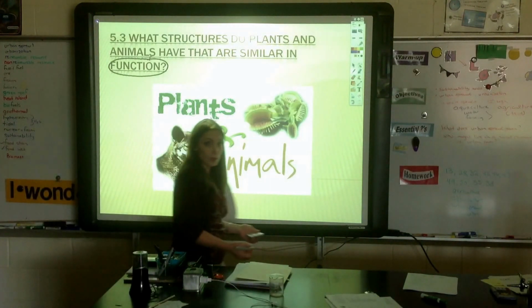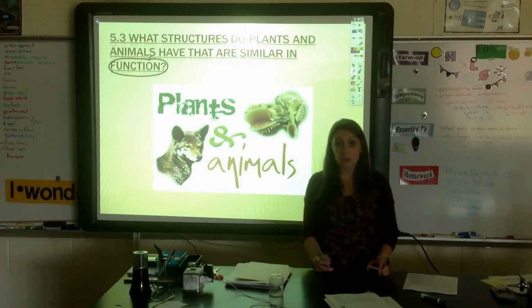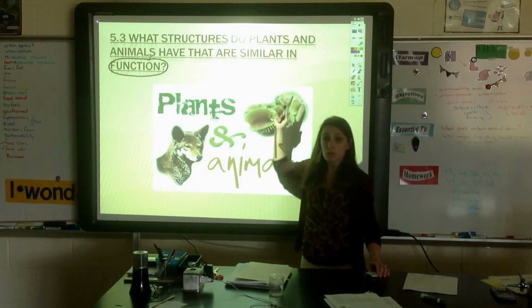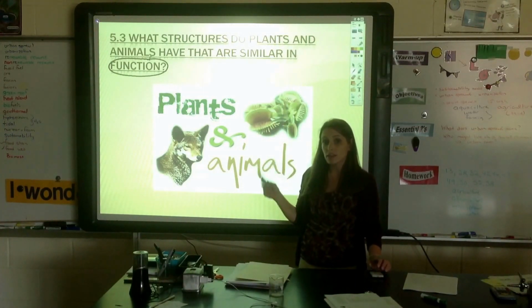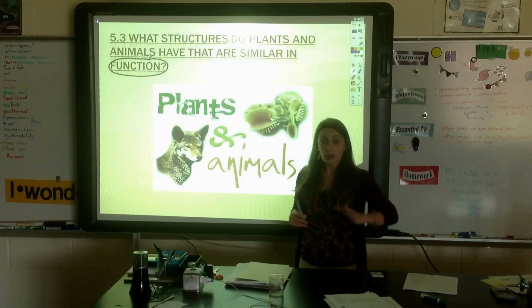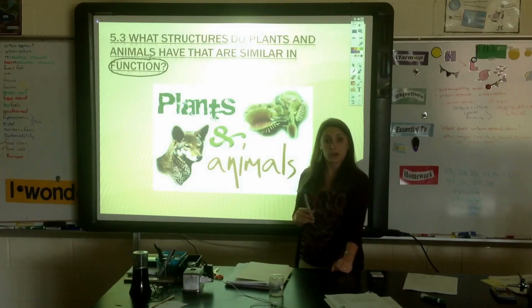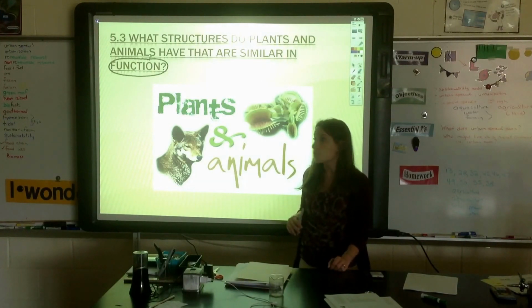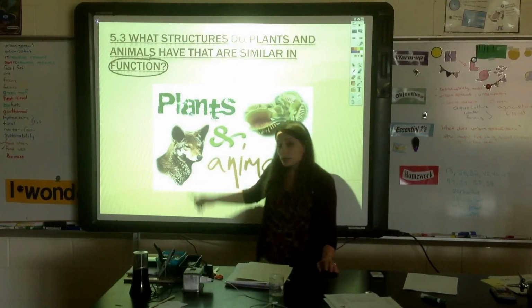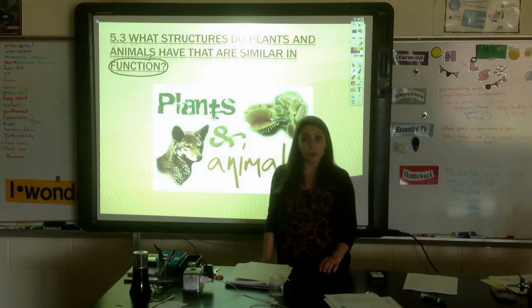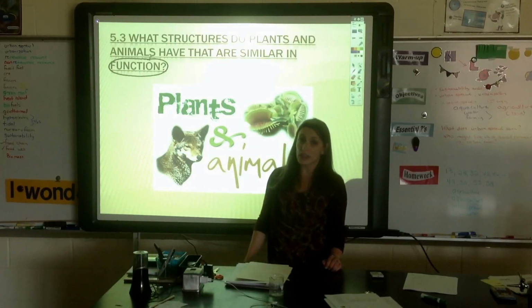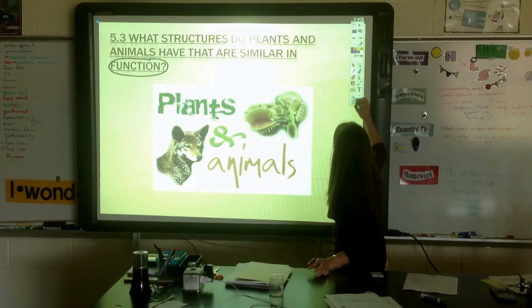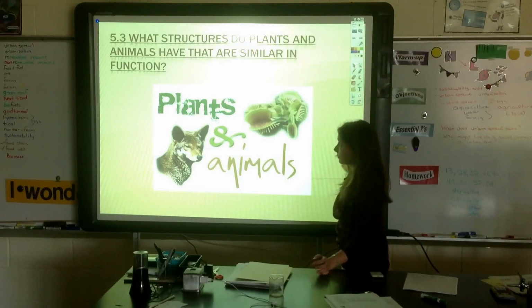For example, if we look at the process transport, which means to move through the body, we know that plants have a special way to move water, xylem, moving water up the xylem, and phloem, moving food down the phloem. Animals also need to transport things through their body, but what we're going to see is that they have a very different way of performing the same function.